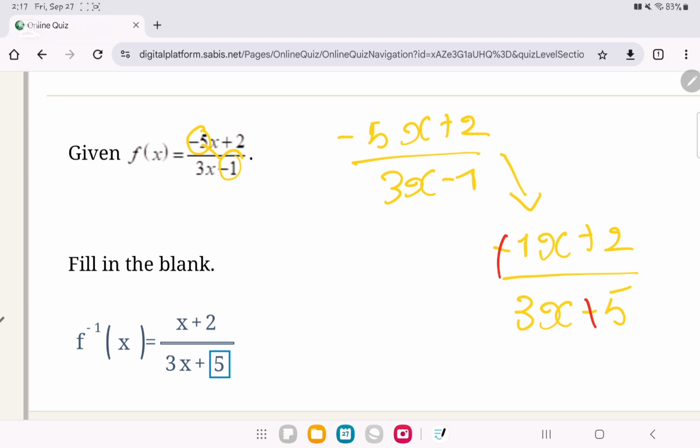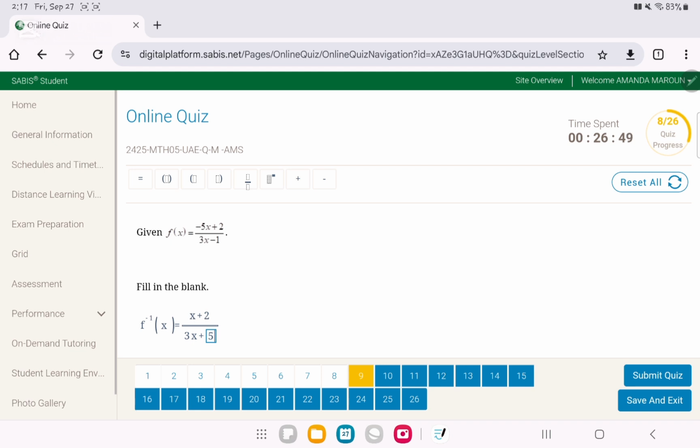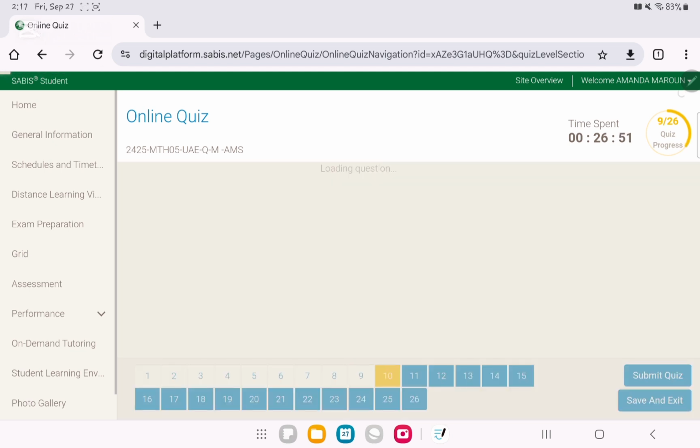So you have two ways of doing it. You have the really practical way, and then you have the simpler version. Now the simpler version isn't guaranteed to give you the correct answer always, so I prefer you do the practical way. So again, what did they do here? They just switched their places and they changed the signs. And so then our answer will become (x + 2) over (3x + 5). Question number 10.